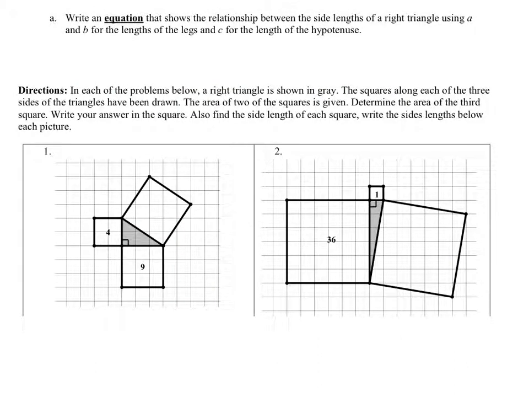This A part right here is just asking for the same equation. So that is our equation. Now, we don't have to use the equation. So let's look at the directions here. In each of the problems below, a right triangle is shown in gray. The squares along each of the three sides of the triangle have been drawn. The area of the two squares is given. Determine the area of the third square, then write the answer in the square. Also find the side length of each square. Write the side lengths below each picture.